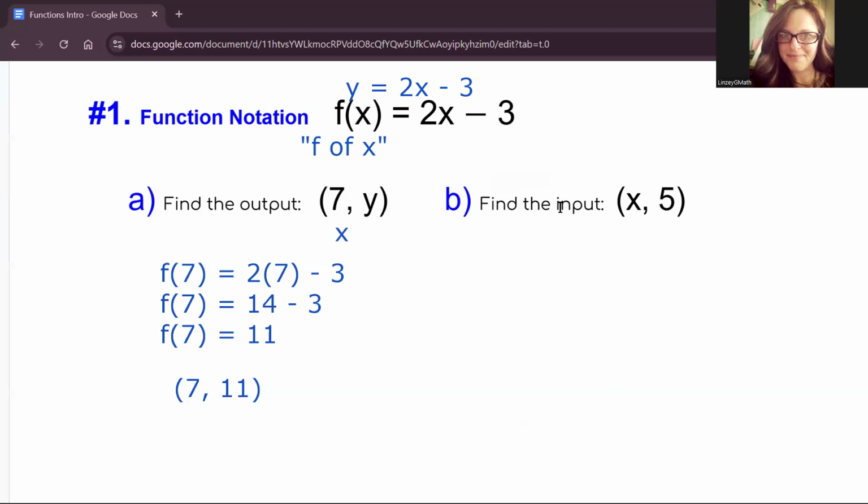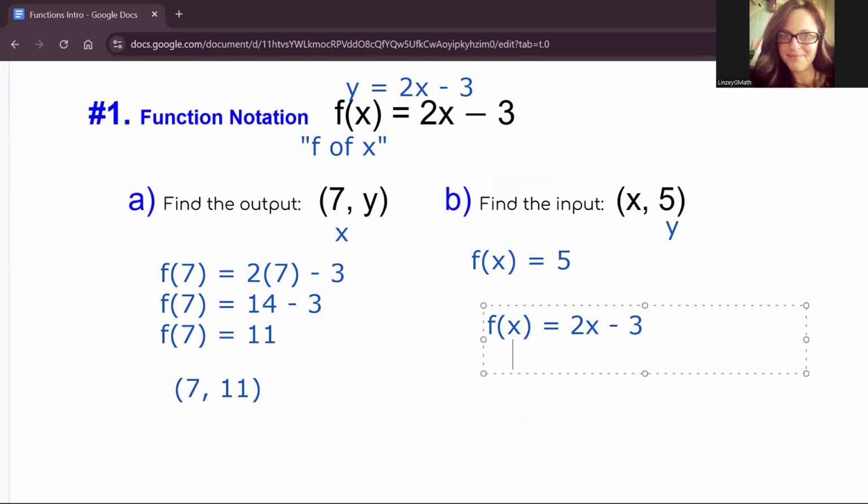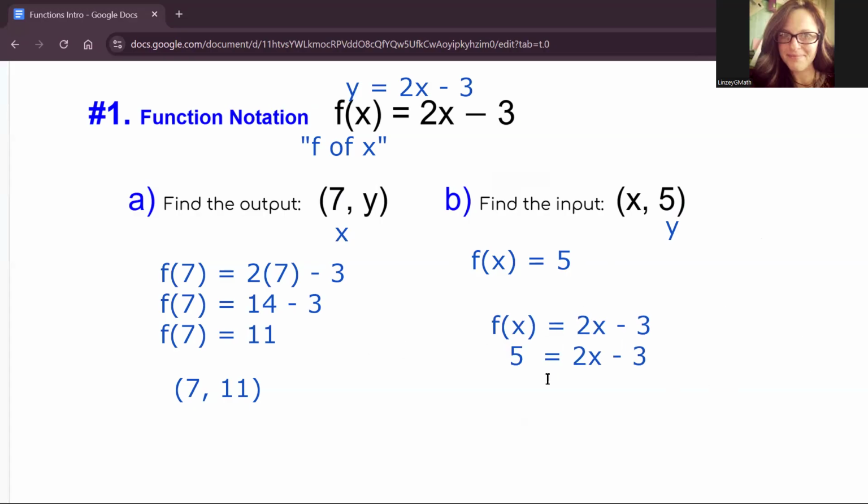Part B, find the input x when given the output y. So here we're given f of x is equal to 5. So we'll replace f of x with 5. Replace f of x, the y value, with 5. And then we'll solve for x, the input value.